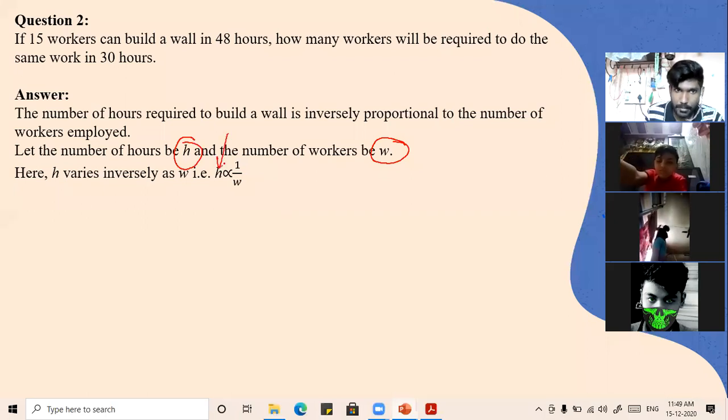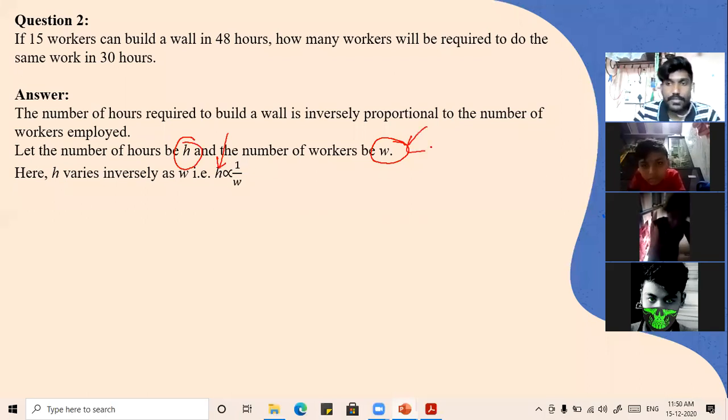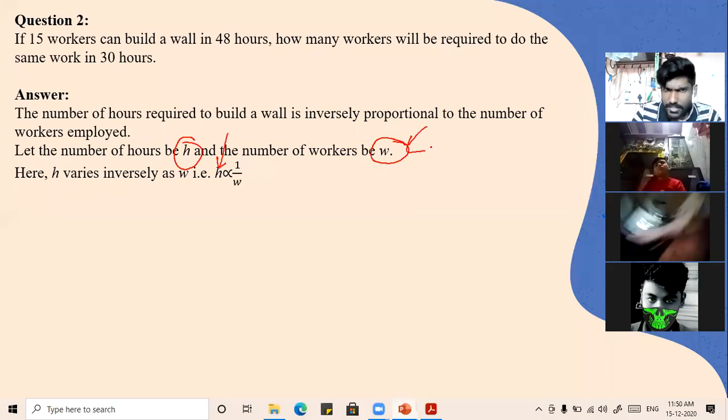H is nothing but the time taken by the workers to complete the work, and the time is measured in hours. That is why H. And W is the number of workers. So H is inversely proportional to 1 upon W. Is this clear? Why is H inversely proportional to 1 upon W? What is H and what is W? Yes.